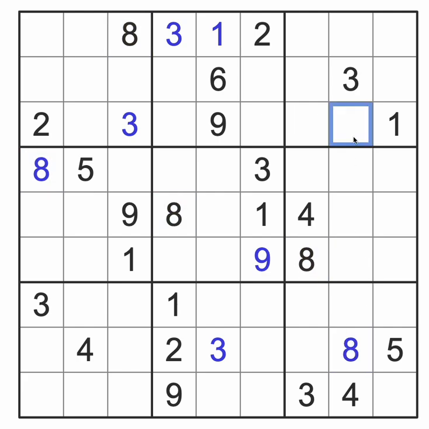And this 8 blocks these in box 3, 8 in box 6 blocks these, 8 in box 1 blocks this cell, gives me 8 here, which blocks these cells in box 2, 8 in box 5 blocks this cell, that gives me 8 here.